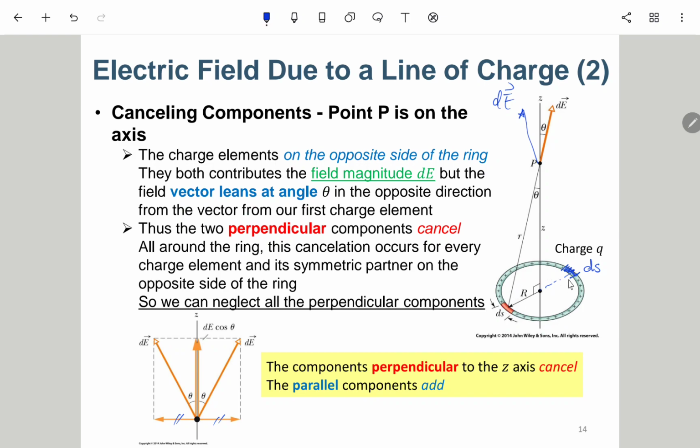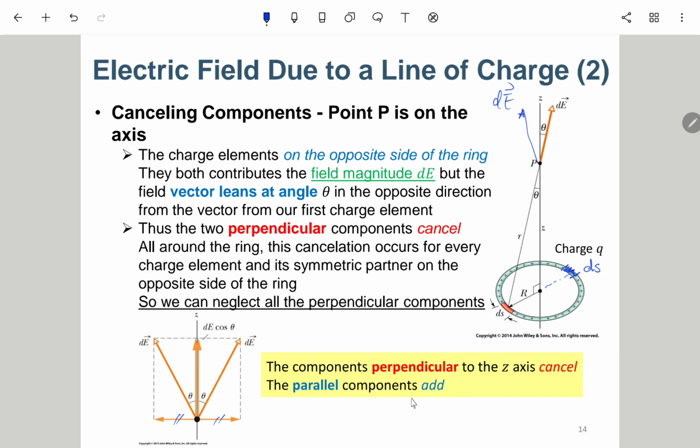the charge is uniformly distributed, and they are at equal distance from this point. Okay, so these two will perfectly cancel, which means only the z-axis component will remain after this kind of cancellation. So yeah, that's the idea. The components perpendicular to the z-axis cancel.